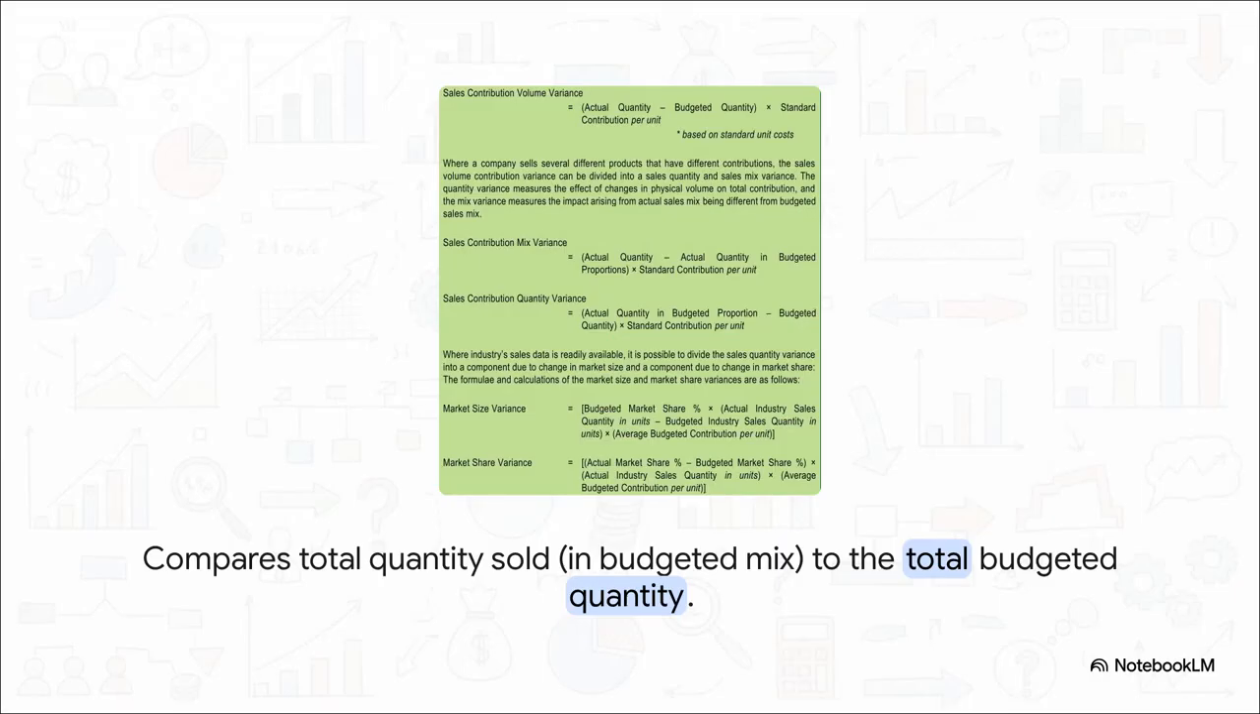And you can see this really clearly in the formula here. We take the actual quantity sold in budgeted proportions, which we just calculated for the mix variance, and subtract the total budgeted quantity. This zeroes in on the impact of overall sales volume, assuming that mix was perfect. And of course, we multiply by the standard contribution. Here's the cool part. When you add this quantity variance to the mix variance, they will perfectly add up to that total sales contribution volume variance we started with.